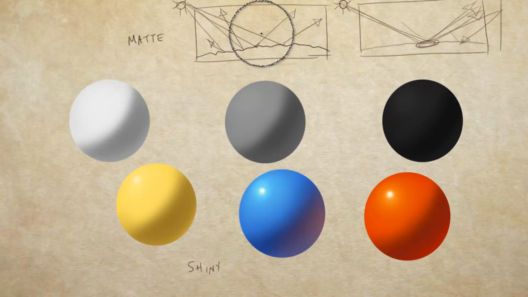So that's the main thing. Matte surfaces have a more rough contour or surface to them, which scatters the light, whereas shiny surfaces are more smooth. And if you get extremely smooth, then you get mirror reflections and chrome.